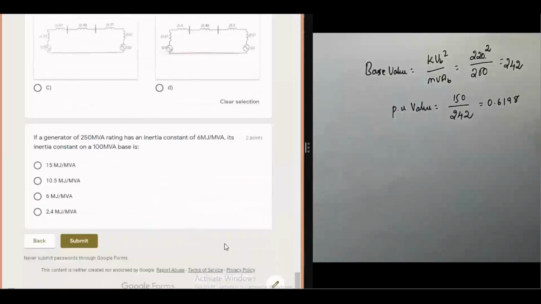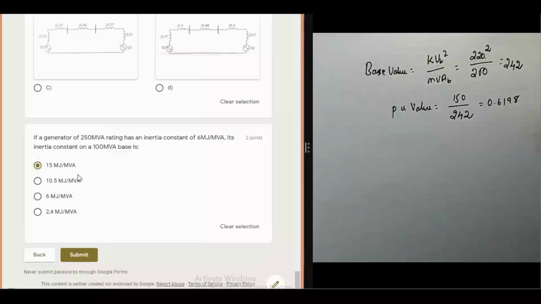The last question. If the generator of 250 megavolt ampere rating has the inertia constant 6 megajoule per megavolt ampere, what is its inertia constant on 100 megavolt ampere basis? Here just multiply the actual megavolt ampere into the inertia constant to get the actual value, divided by the base value. 250 into 6 divided by 100. You get the answer, 15 megajoule per megavolt ampere.